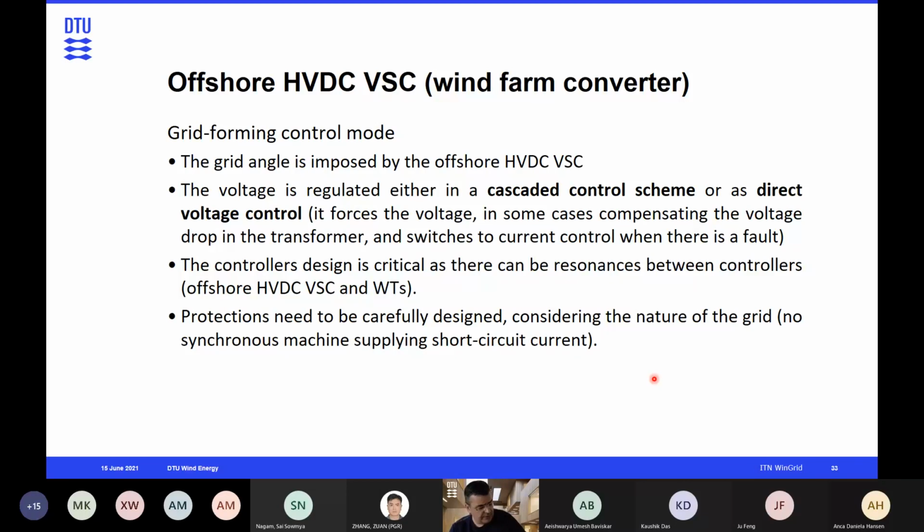I think the first HVDC connected wind power plants in Germany are by now, I don't know, 10 years old, or maybe a little more. I cannot recall, but quite some time now. And you can do that.